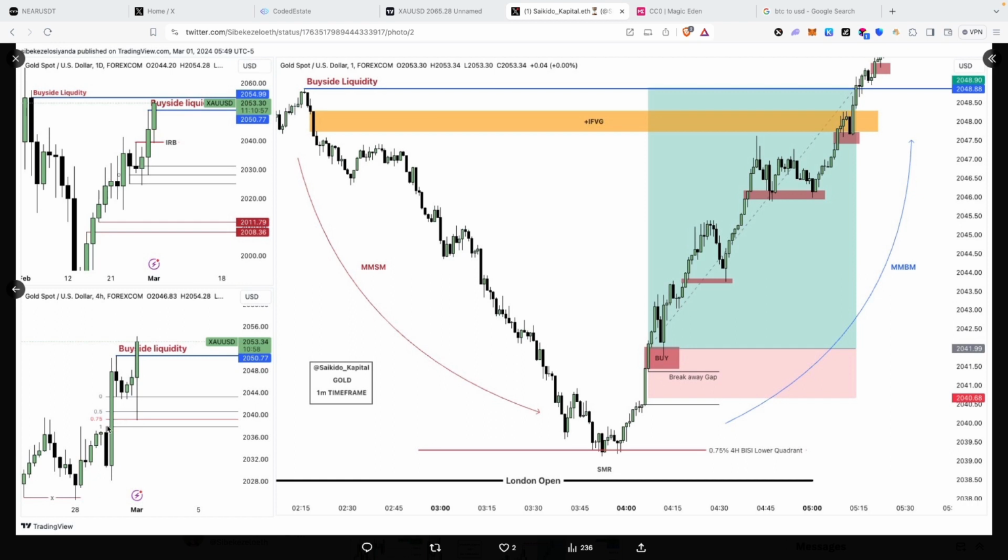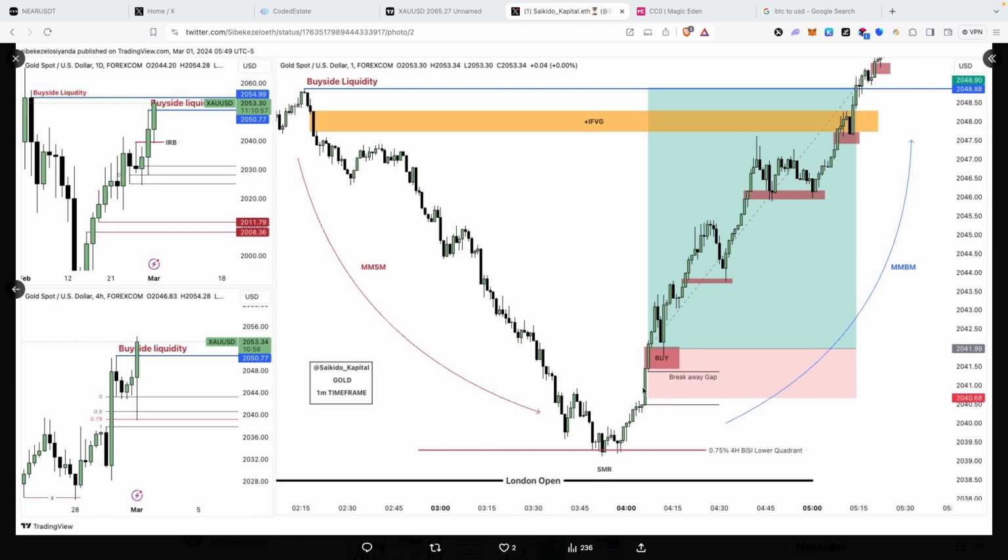I wanted to see a good reaction during the kill zone off of those discount arrays. So it's the BC CE, 0.75 and then the order block here. I wanted to see a reaction off of those levels. And of course, this is the reaction I got once it reached that 0.75 for our BC lower quadrant, right? From that, we saw a bullish market. I mean, we broke above this high with displacement.